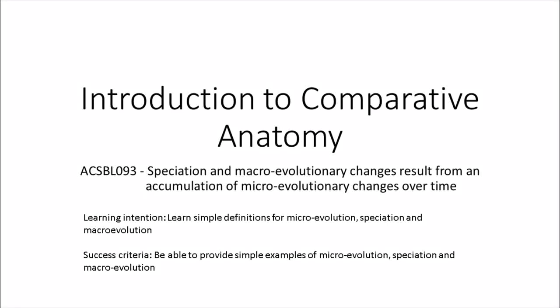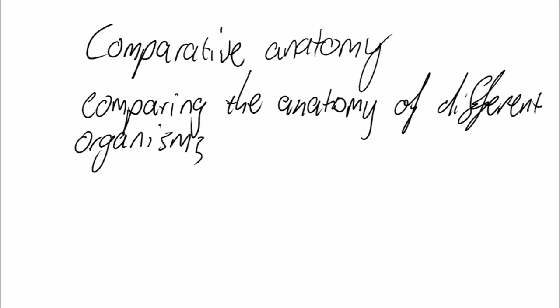Now that we have a better idea of how fossils can be formed, dated, and compared to each other, we can begin to talk about comparative anatomy with relation to evolution. So, the name comparative anatomy should give you a clue as to what this is all about. We will be comparing the anatomy of different organisms to derive some sort of information.